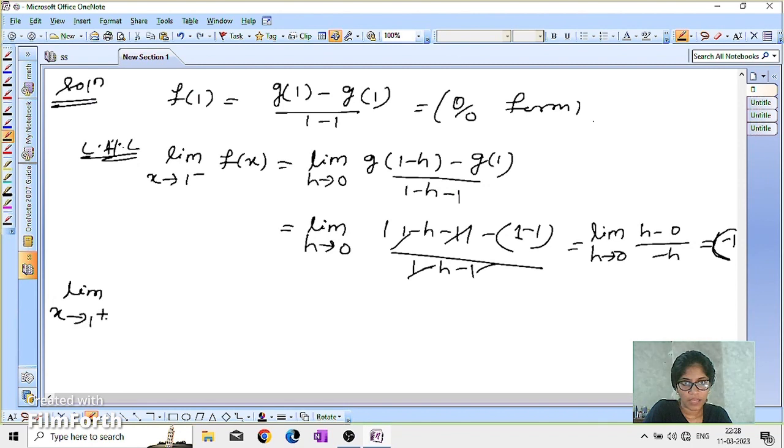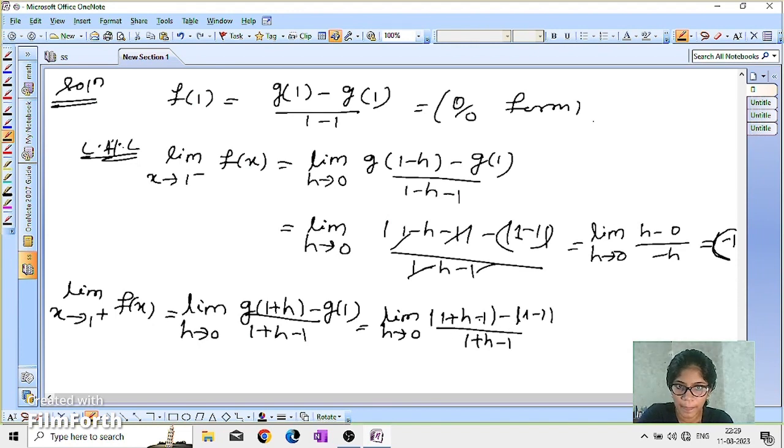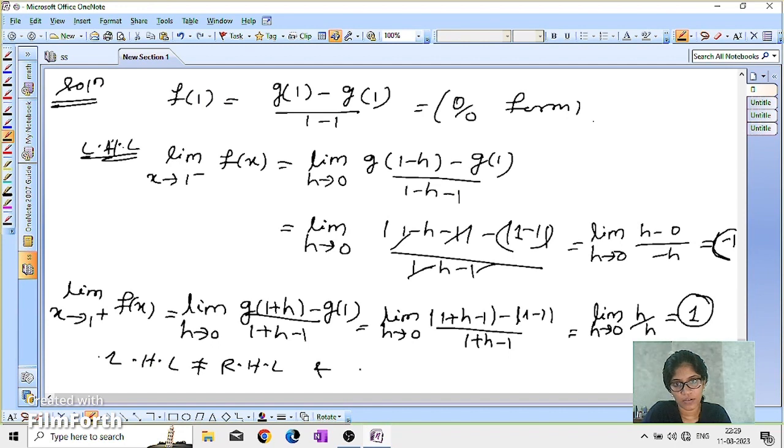Now limit x tends to 1 plus f of x is equal to limit h tends to 0 modulus of g of 1 plus h minus g of 1 divided by 1 plus h minus 1, which equals modulus of h by h, which is 1. Since the left hand limit is not equal to the right hand limit and also the function value does not exist, it is a discontinuous function.